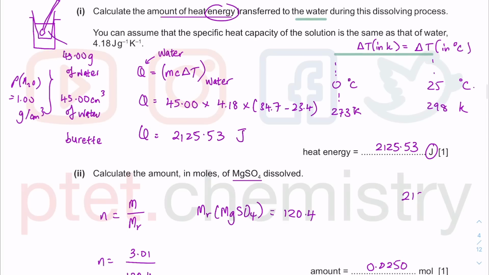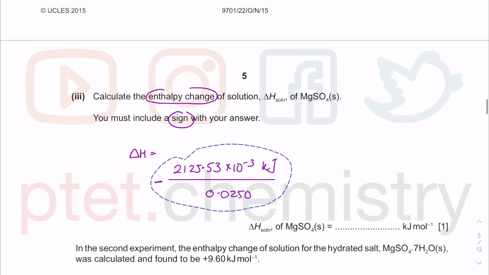So 2125.53 is in joule, so I divided by 1000. I multiply by 10 to the minus 3, which is the same as divided by 1000. I'll convert that to kilojoule. I divide by the mole of the solid that reacted, and I have a negative in front for my enthalpy change. And then I'm just going to cut and copy it onto here.